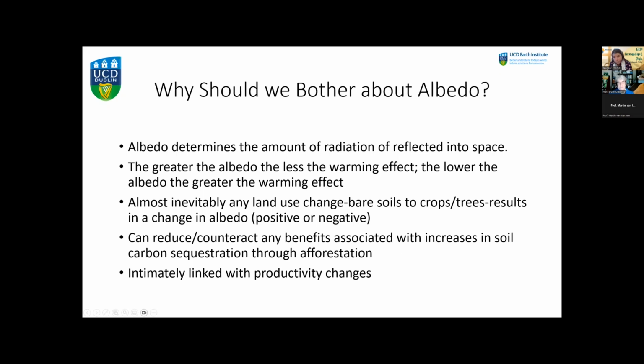The problem really is that if we have something that increases carbon sequestration, the likelihood is it will reduce the albedo. And the question then is, in turn, whether or not that effect of albedo more than counteracts any benefits associated with increased carbon sequestration.